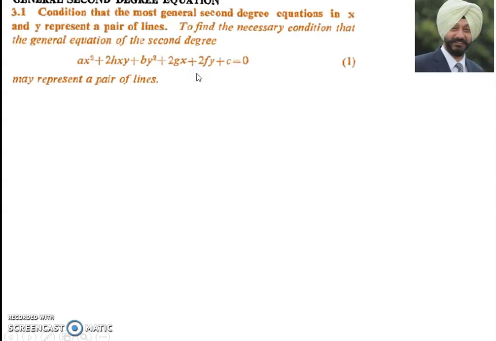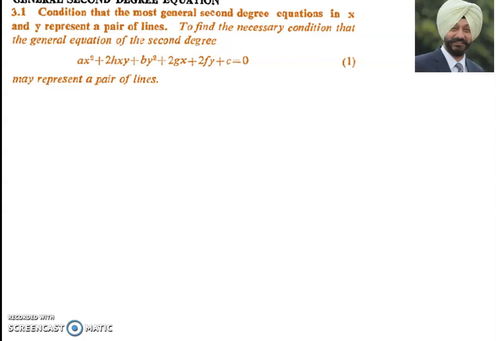General second degree equation: the condition that the most general second degree equation in x and y represents a pair of lines. Students, in the last lecture we saw what the homogeneous second degree equation is and how it represents a pair of straight lines. But in this lecture we see what the condition is that the general second degree equation represents a pair of straight lines.